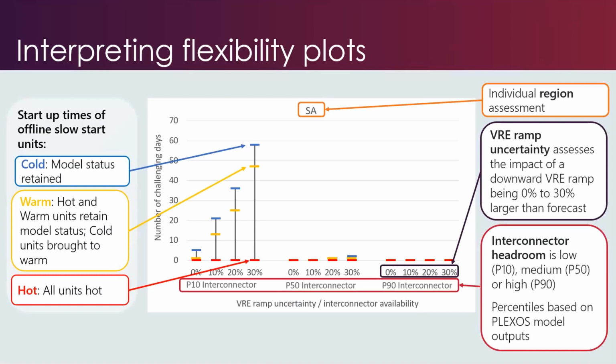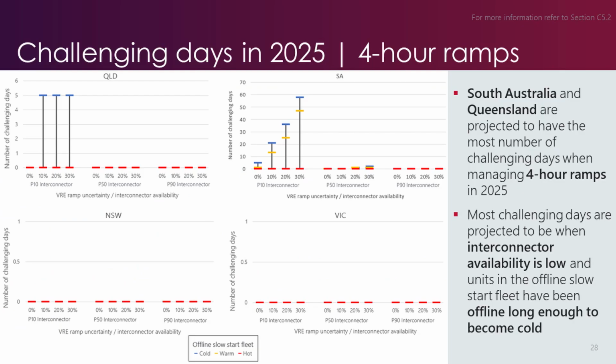Now, we arrive at key insights from 4-hour plots. This graph is a litmus test for challenges managing net demand ramps in each region. Rather than focusing on the size of the number, more attention should be paid to what aspects each region is most sensitive to. Both Queensland and South Australia may face the highest number of challenging days if offline slow start units are unavailable at times of low interconnection. Detailed discussion of these conditions under these sensitivities and over 30-minute and 1-hour ramping windows can all be found in the report in section C 5.2.